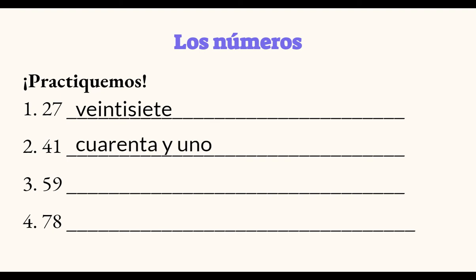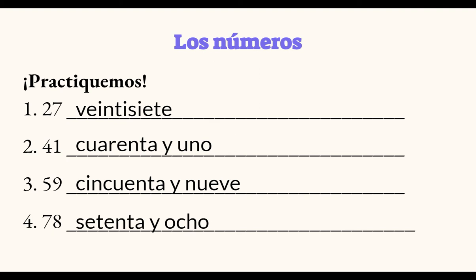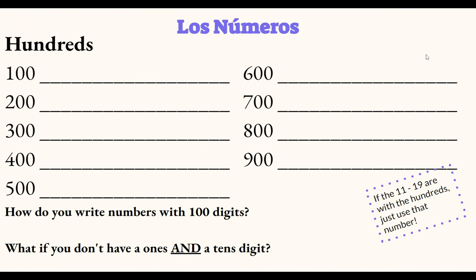41, cuarenta y uno. So we're going to say 40 and 1. 59, cincuenta y nueve. 50 and 9. 78, setenta y ocho. So once you really get a handle of the words, it's really not that difficult to do.